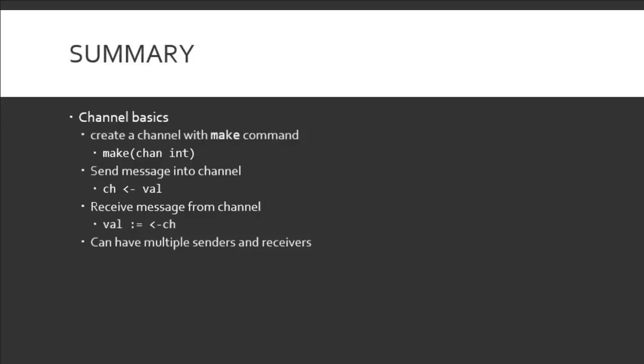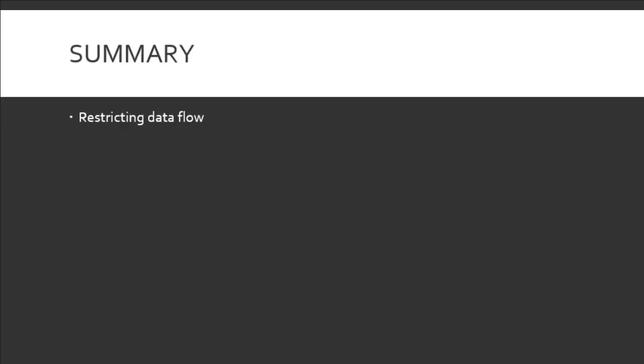And we can have multiple senders and receivers. As a matter of fact, it's very common for one channel to be distributed among multiple goroutines, and that way you can have multiple data generators that are sending messages into the channel, as well as multiple data receivers, and that allows you to balance the performance between senders and receivers. So if you can generate data 10 times as fast as you can process it, then you can create 10 times as many receivers, and that way you can balance the workload out between senders and receivers. We then talked about how to restrict data flow.